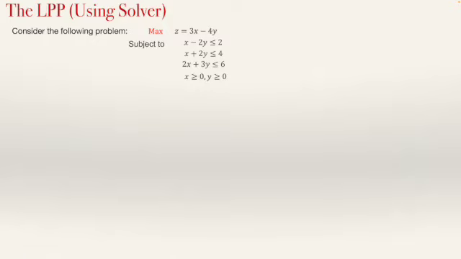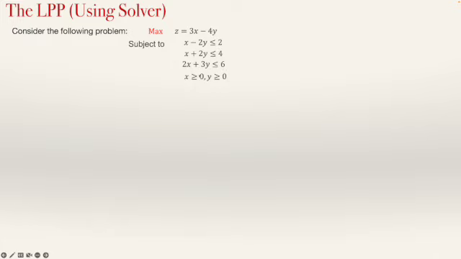Hello students, in this video I will be explaining how to use Excel Solver to solve a linear programming problem. Assume that we have a usual problem. We have, for example, to maximize an objective function z equals 3x minus 4y, subject to some constraints.